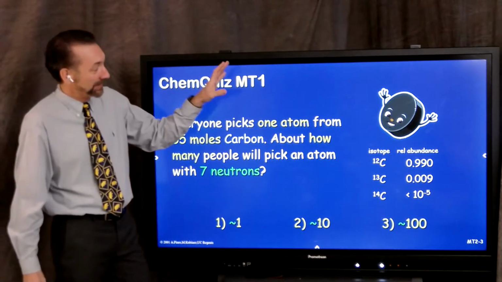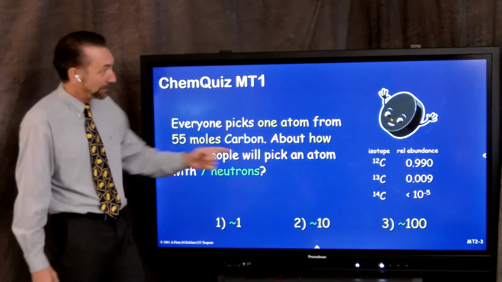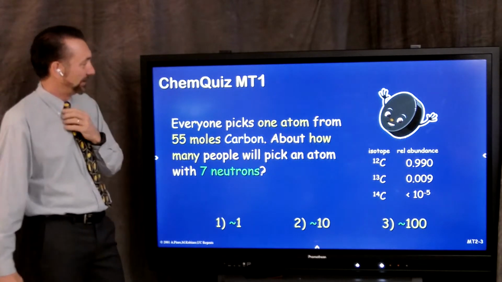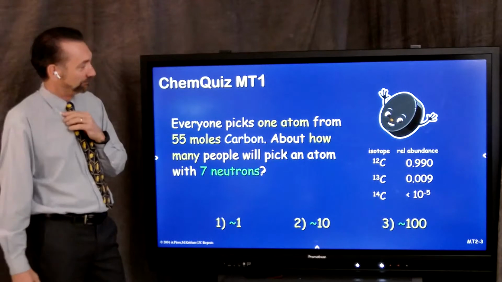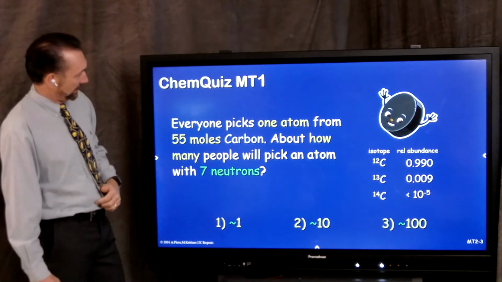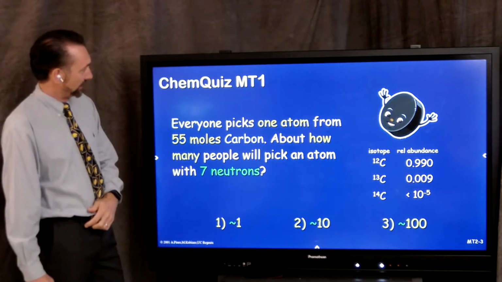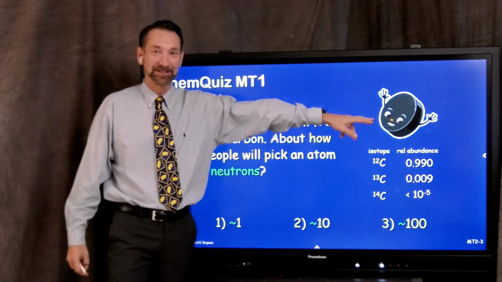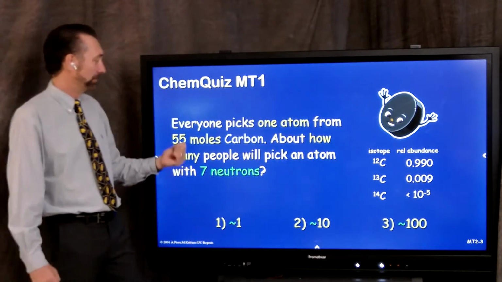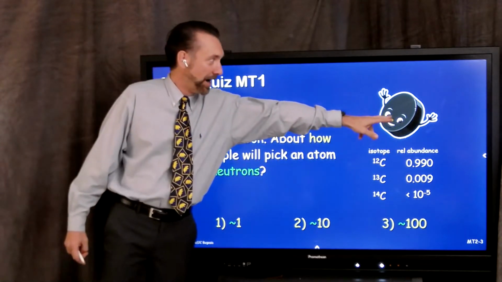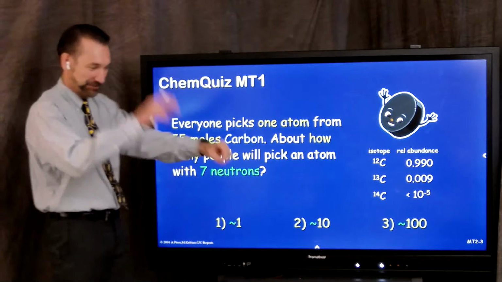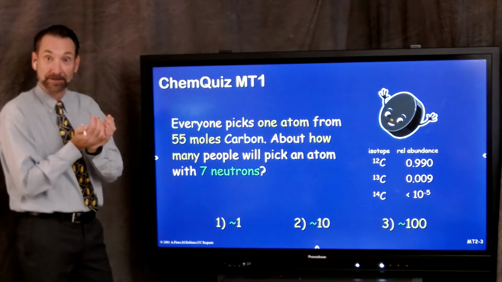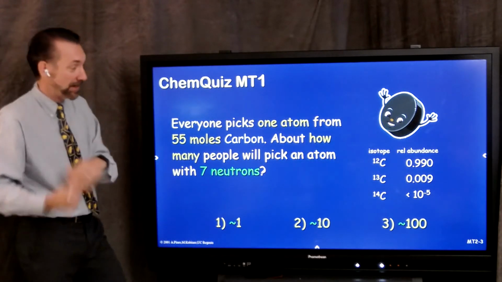So let's say 150 people pick an atom at random from 55 moles of carbon. Let's say you just have a naturally occurring hockey puck chunk of carbon. You'll realize the amount doesn't really matter. We're all going to pick, because we have magical tweezers, an atom of carbon. And then we're going to look at what we actually have in our pick.